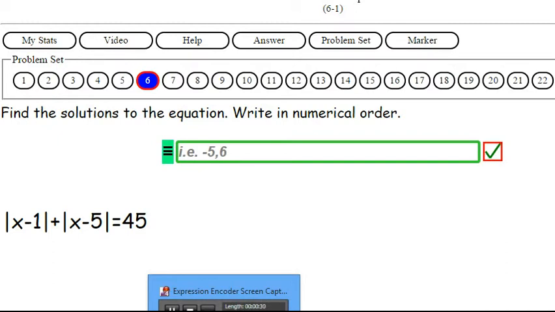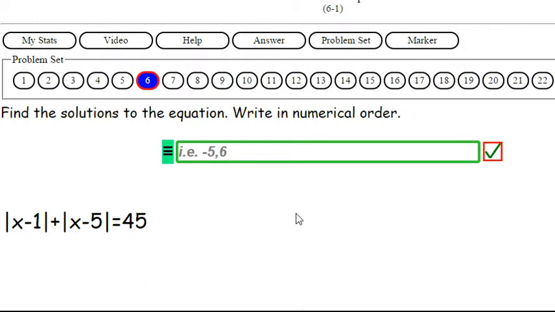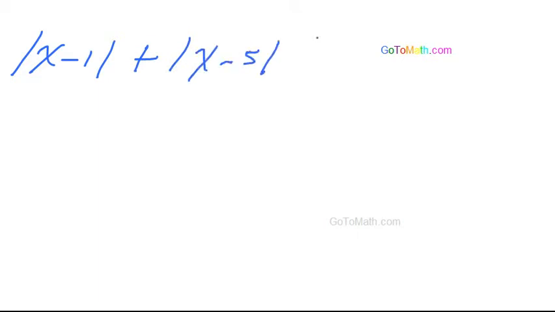Anyway, let's write this down. We have the absolute value of x minus 1 plus the absolute value of x minus 5 is equal to 45. Alright, let's bring this whiteboard up. So we got the absolute value of x minus 1 plus the absolute value of x minus 5, and that's equal to 45.